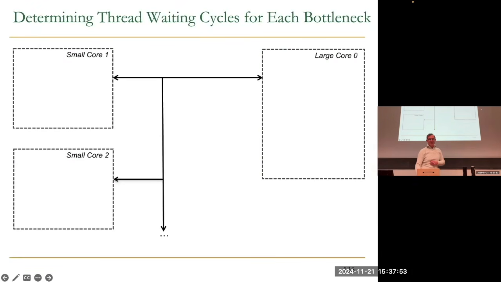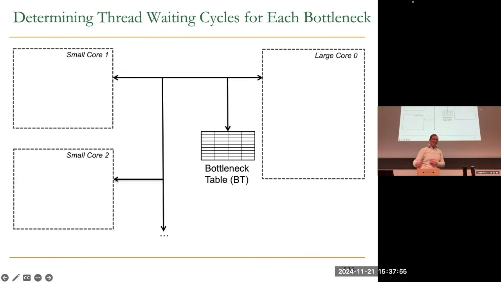You have 2 small cores, 1 large core. We're going to add a bottleneck table. We're going to modify things a little bit. This bottleneck table is going to keep track of how many thread waiting cycles each bottleneck has caused. So a small core executes a bottleneck wait for a given bottleneck ID. The waiter count gets incremented, and thread waiting cycles starts counting until this small core stops waiting for that bottleneck. Okay, so you keep counting basically as long as you have a waiter for that bottleneck.